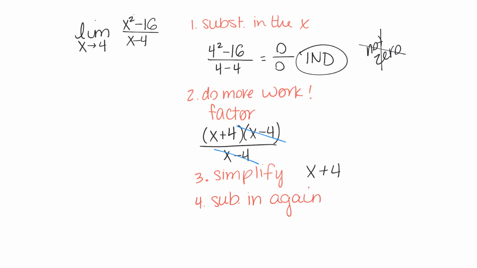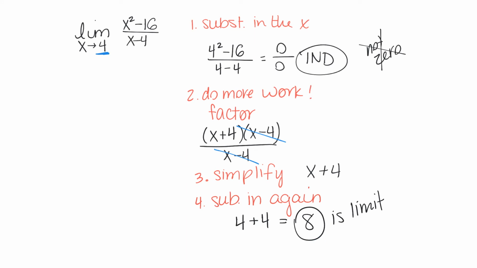So I'm going to replace my x with that 4, remember, because I had a 4 that I was approaching, plus 4. And now I get 8. And that's my limit. All right? So I was able to change my function to give me an actual value, an actual number that can also be the limit. Make sense?